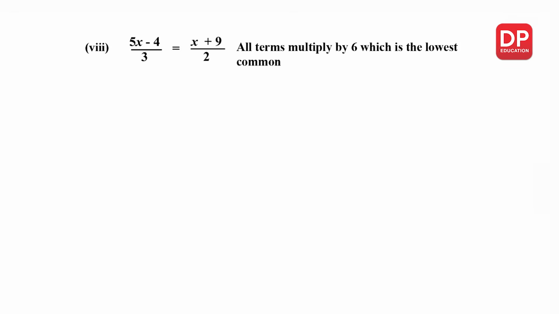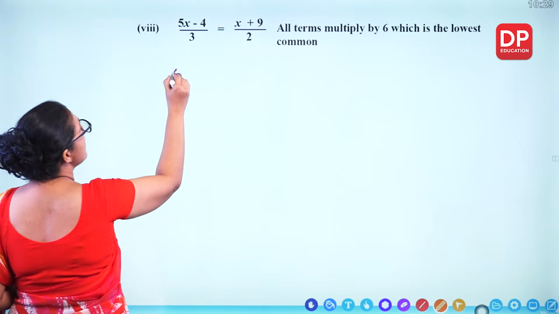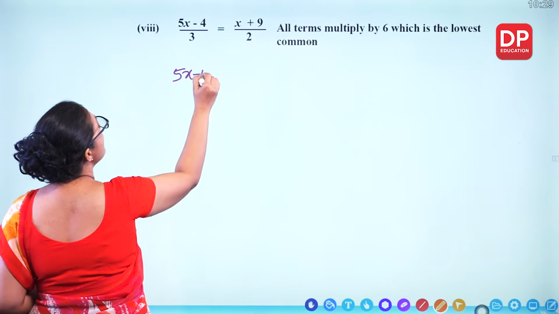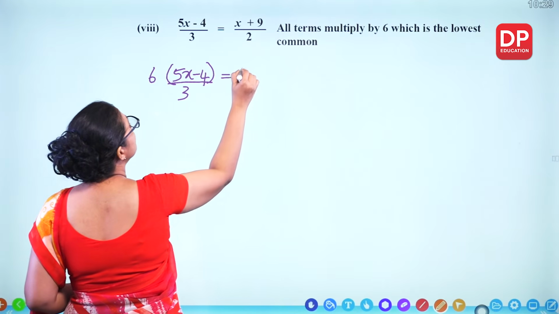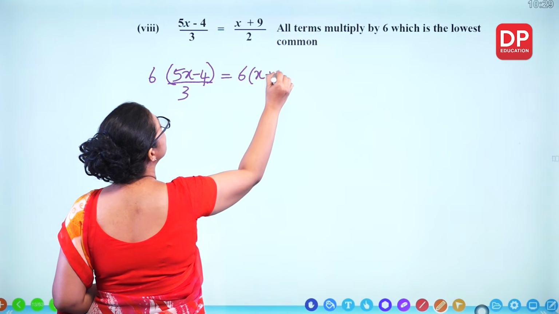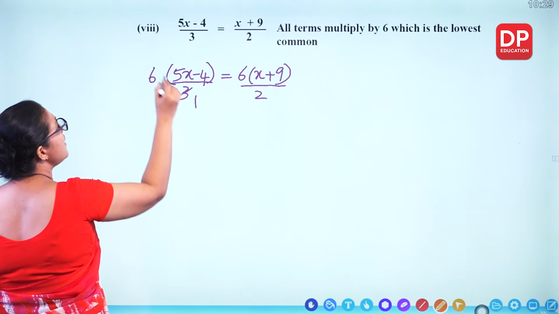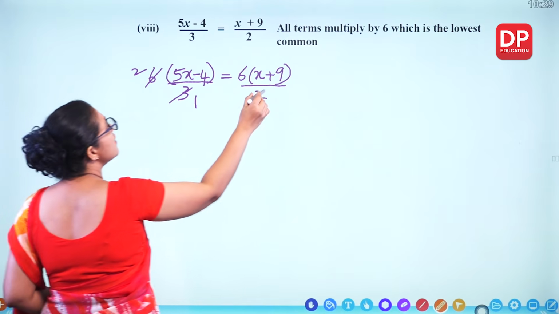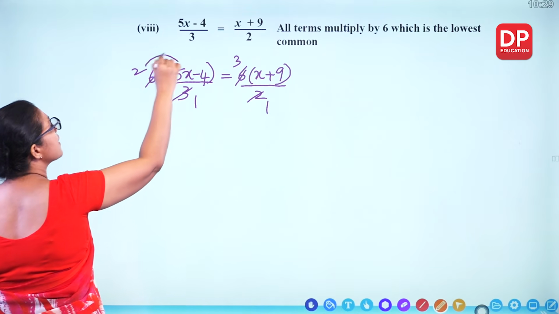3 and 2 in the denominator. So what's the lowest common multiple of 3 and 2? That's 6. Multiply the whole equation by 6. Simplify. 3 times 2 here, 2 times 1, 2 times 3. Now expand brackets.